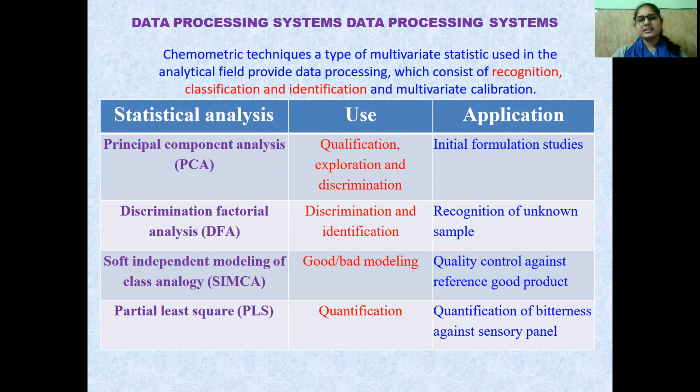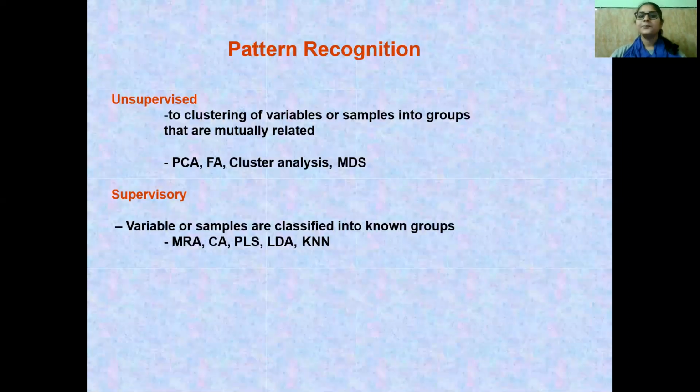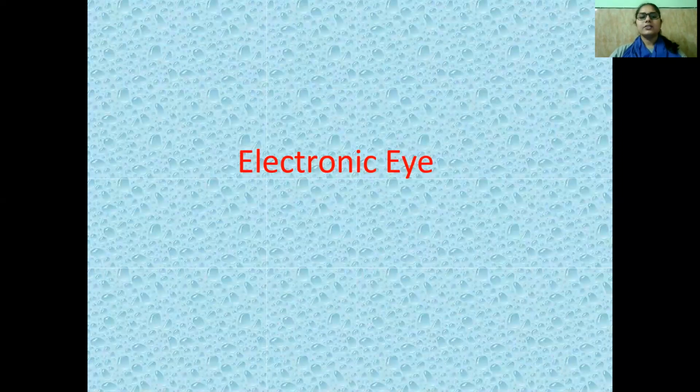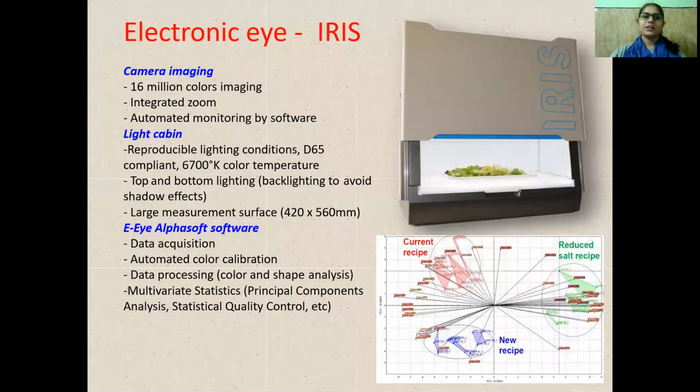Next, we have statistical analysis of discrimination, factorial analysis, also known as DFA. Its use is discrimination, identification and recognition of unknown samples. Soft independent modeling of class analogy is used for good/bad modeling and quality control against the reference good product. Partial least squares is PLS, where quantification is done, for example quantification of bitterness against the sensory panel. Okay. Next, we have the electronic eye.